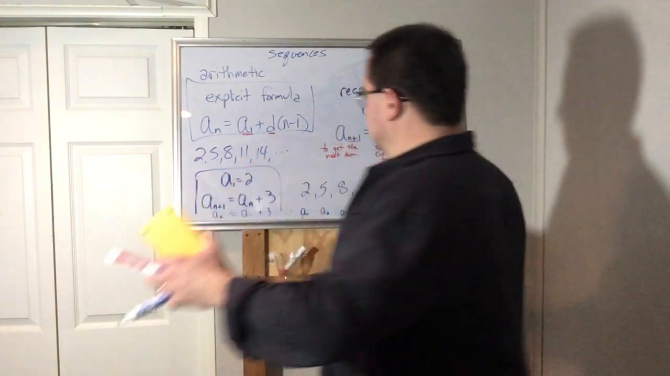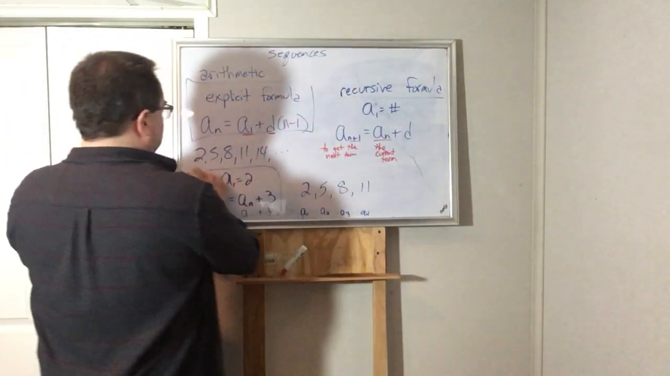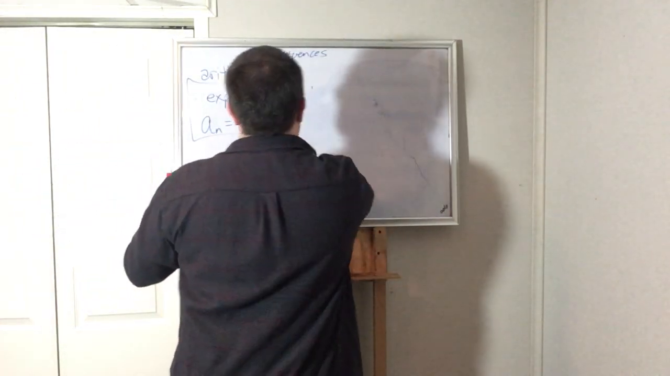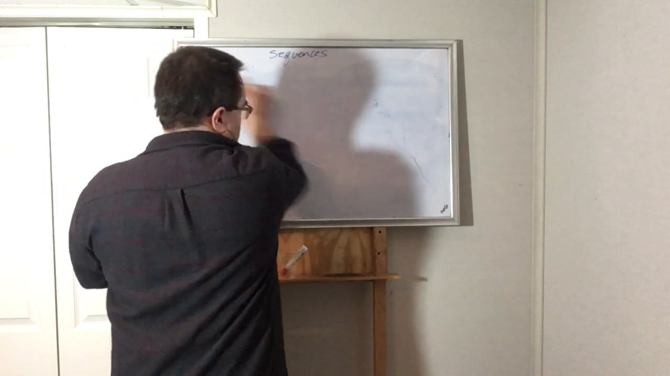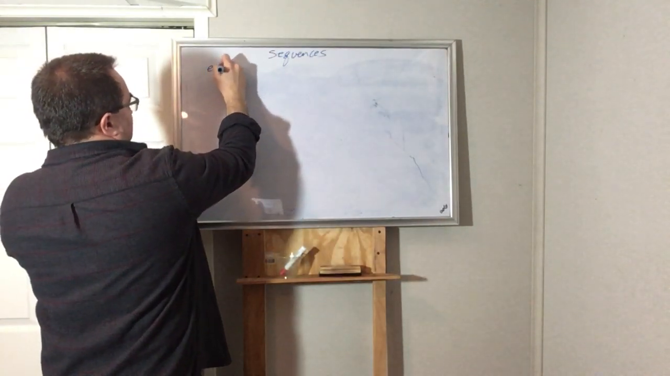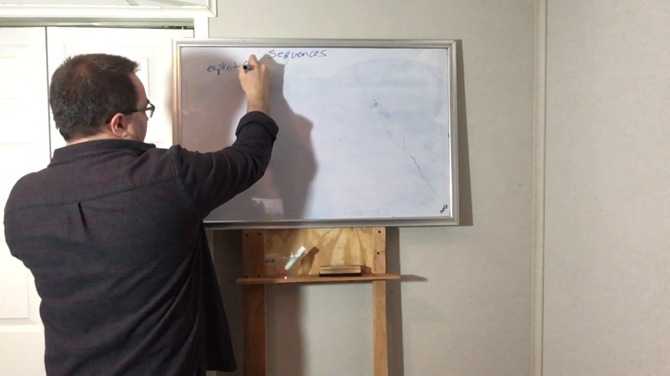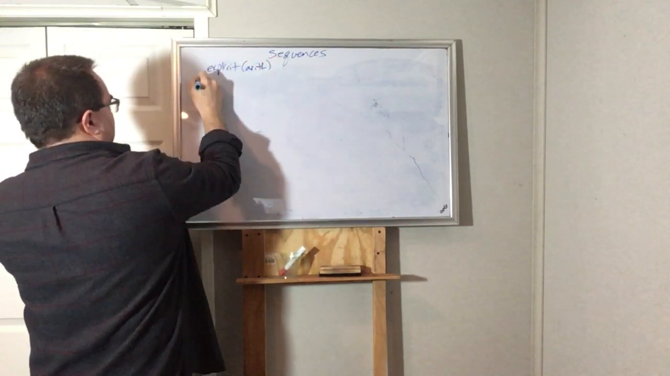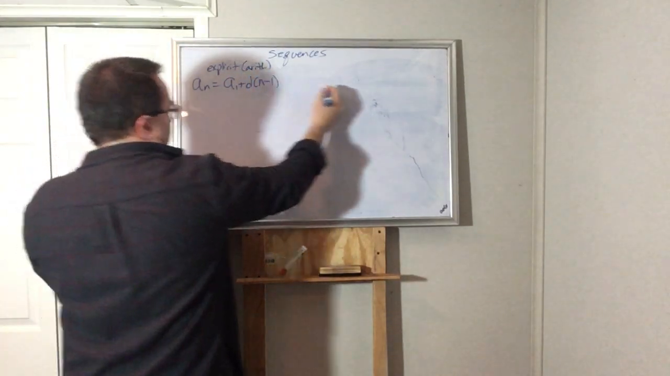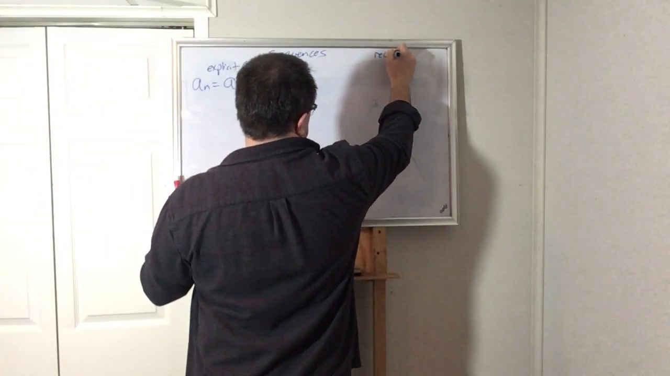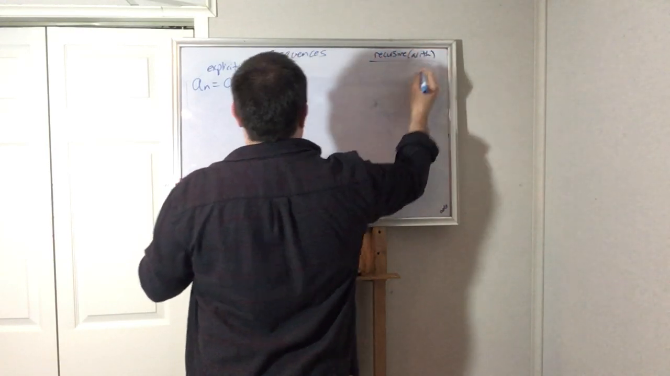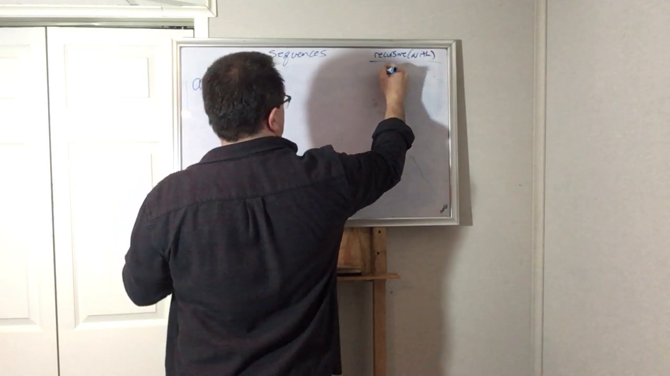All right, so I'm going to reorganize my board here. So we have explicit, specifically for arithmetic, which was this. And we have recursive, specifically for arithmetic. And that looks like this.